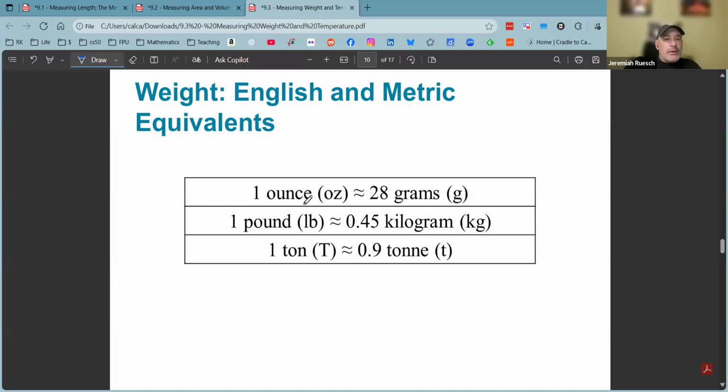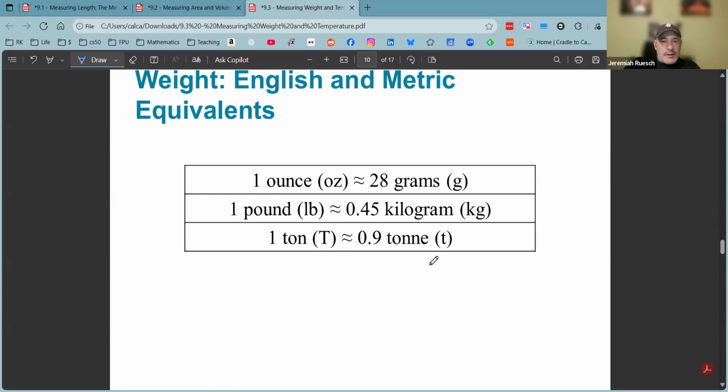All right, English and metric equivalents. 1 ounce is 28 grams. 1 pound is 0.45 kilograms. And 1 ton is about 0.9 tons. Fortunately, they're named the same, even though their spellings are different. But you'll also notice the relationships are different. So 1 ton, remember, that's 2,000 pounds, is 0.9 tons, or let's think kilograms.